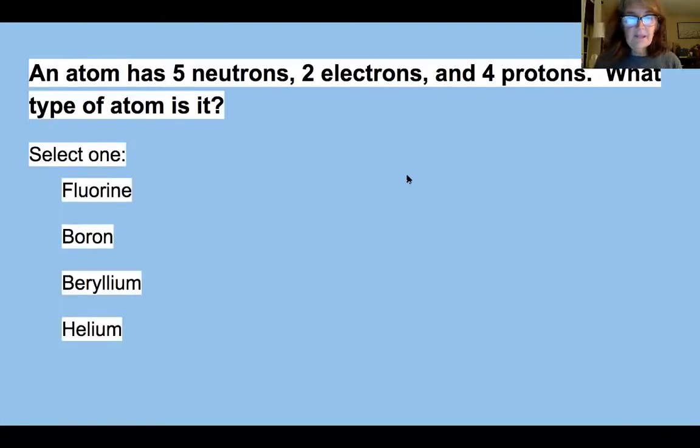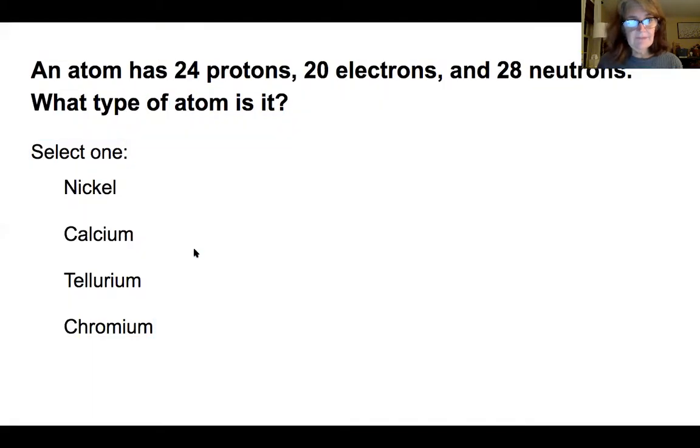Beryllium. Let's go back to looking at our question. 5 neutrons. I don't care. 2 electrons. I don't care. 4 protons. Protons define the atom. They tell me what kind of atom this is. This is beryllium. Okay?